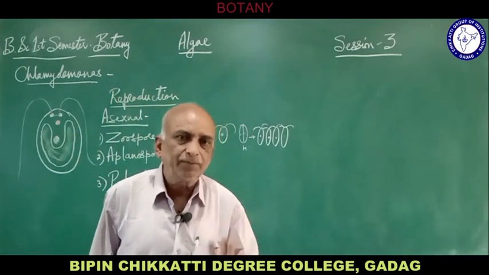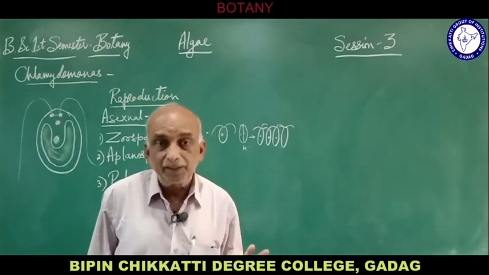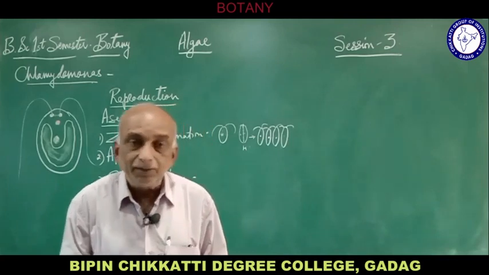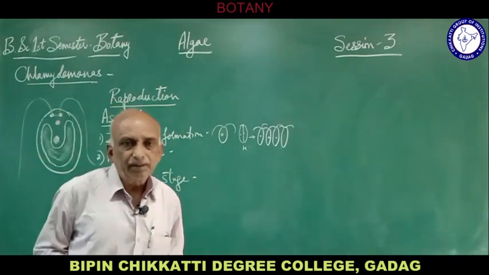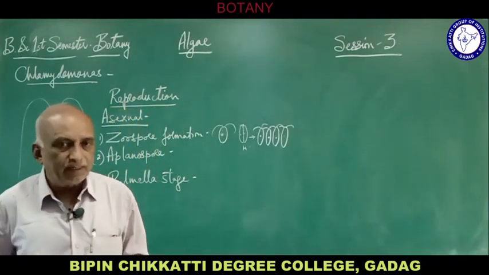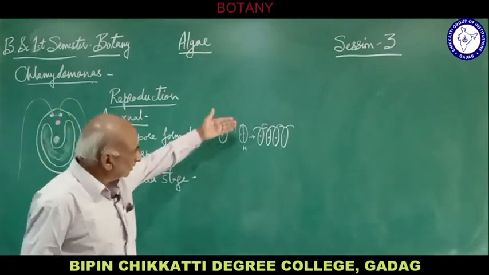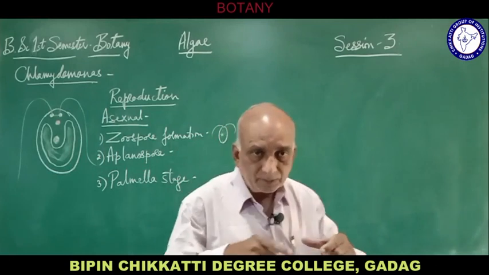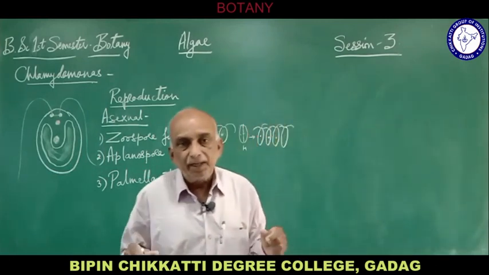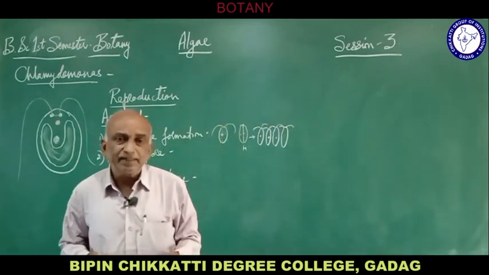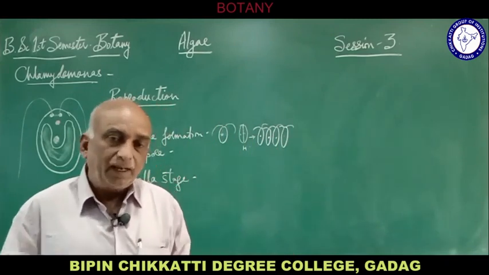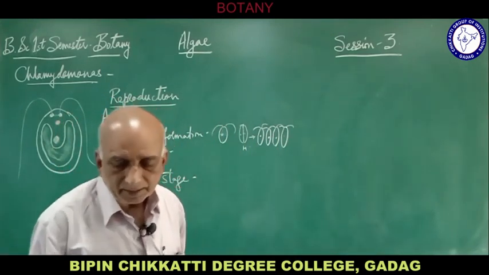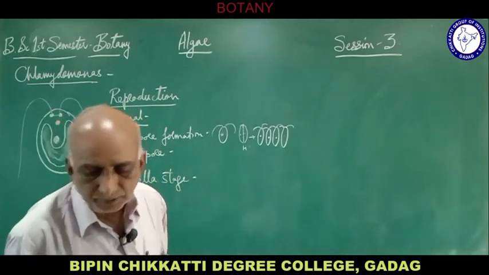So four cells are formed, all the four protoplasts, they differentiate and they develop into individual cells. Each cell will develop its own flagella and all that. Even the chloroplast also will divide. After the division the chloroplast also will develop. It will grow in size according to the cell, and it will become an independent cell. That is in the case of this zoospores.